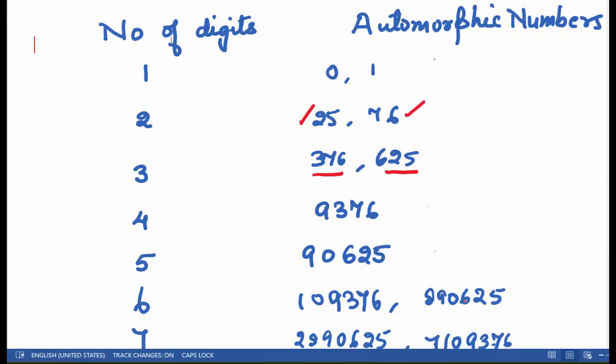If to 90625 we add 8, we get a 6-digit automorphic number. If we add 10 to 9376, we get 109376 as an automorphic number. So this is what it meant by either dropping some digits from the left hand side or prefixing some digits to a given automorphic number. We can build more automorphic numbers.